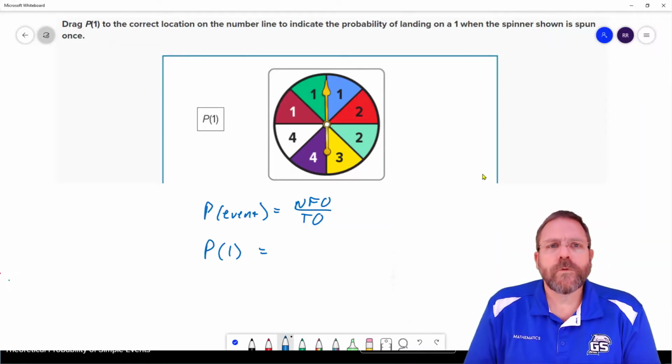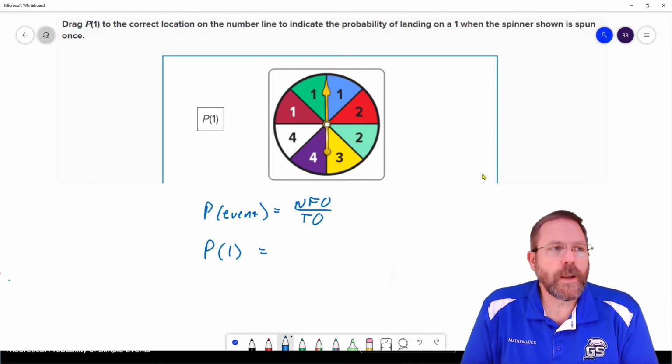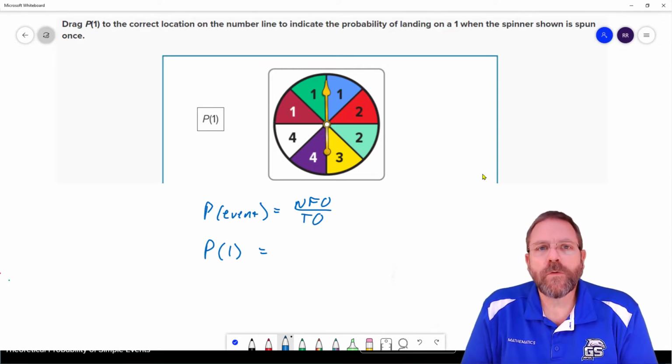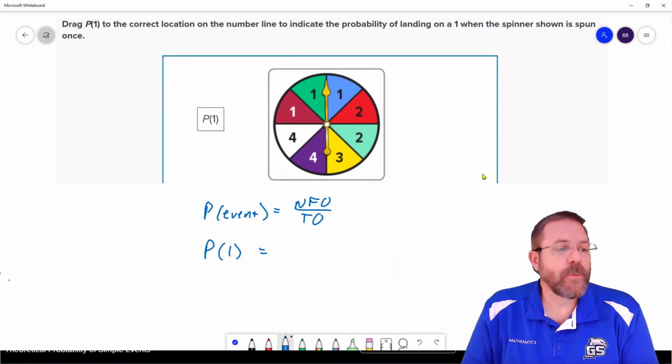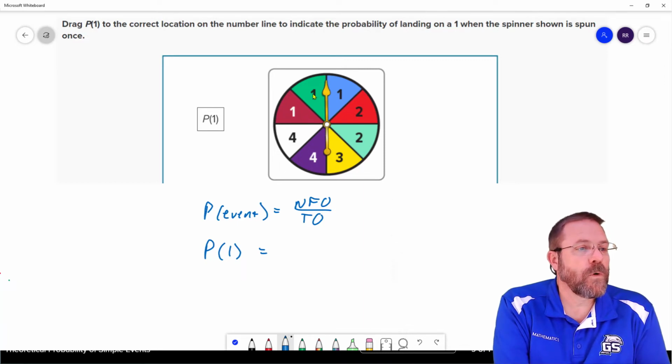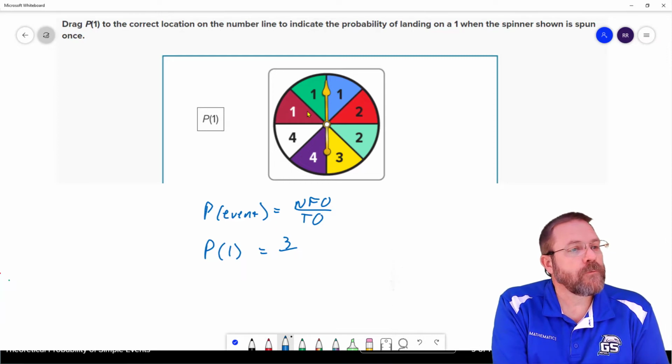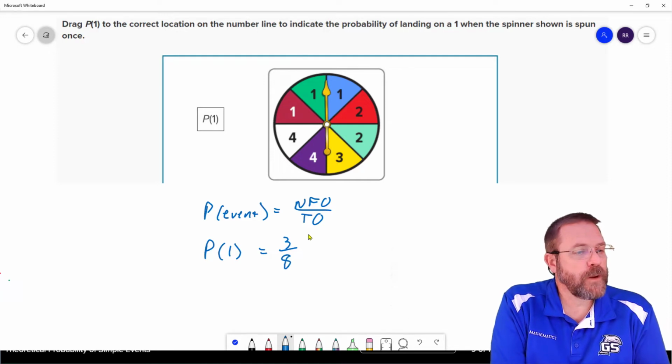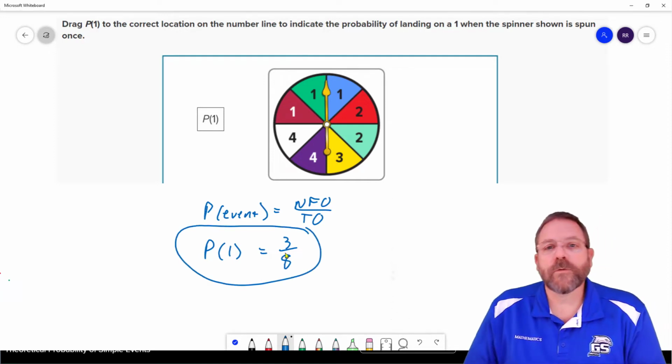Alright, the textbook wants to know what's the probability of getting a 1 on this spinner, and you can see that all the spots on the spinner have equal spaces. I started off by writing my formula, which is the same thing you need to do. I said probability of the event is equal to NFO, number of favorable outcomes, divided by TO, number of total outcomes. The number of 1s are 1, 2, 3, so I have 3 over, and then I count 3, 4, 5, 6, 7, 8, so we have 3 out of 8 as our answer.